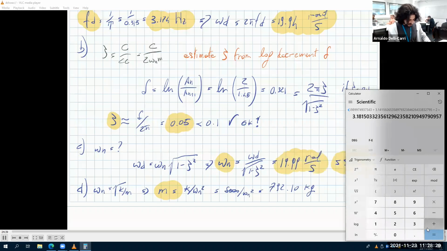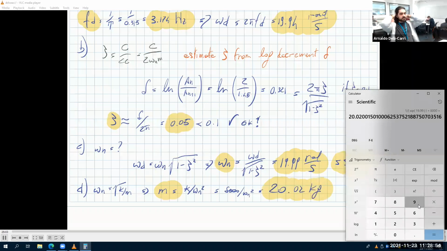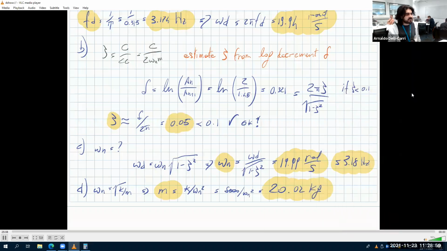All right, and so here it's just 8,000 divided by 19.99, so 19.99 squared inverted times 8,000, 20 kilograms. There you go, 20.02. Okay. Apologies for these calculation mishaps, but I think this should be easy enough.